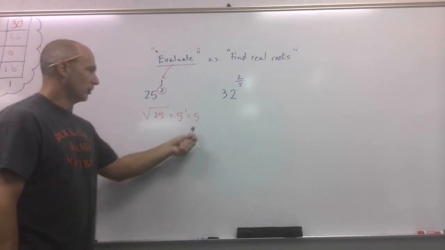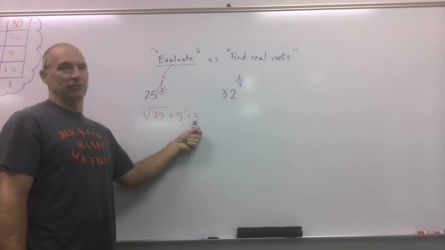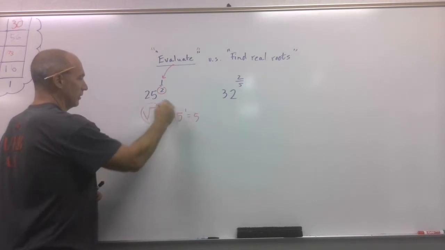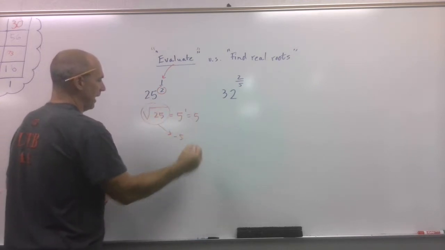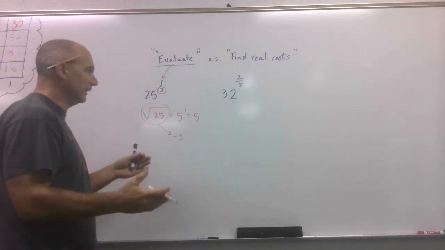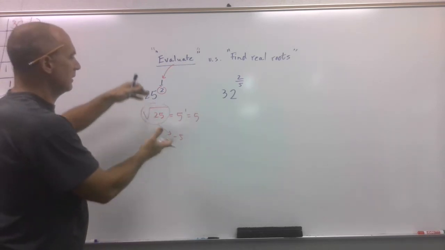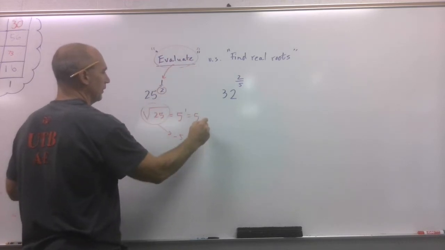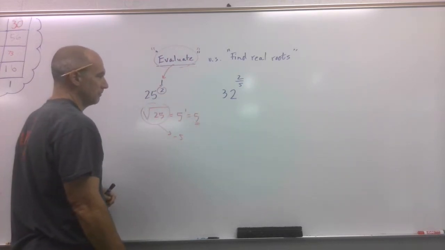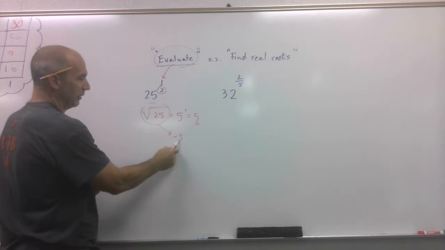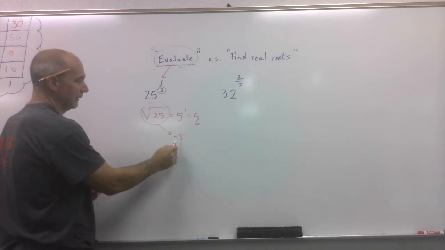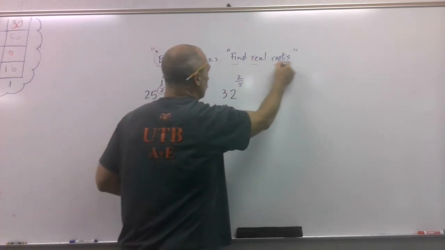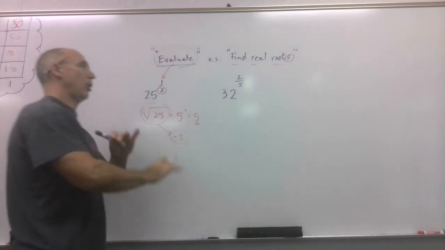Now, sometimes you're going to see in the answer key that the answer is just 5. And sometimes you're going to see that they go, oh, but there's another answer, negative 5. So it's a little bit dicey as far as like not being real clear what they want. But when they say evaluate, I notice they just want the positive root. But be aware that there might be a negative 5 in that answer as well. So when they say find real roots, it's very clear they want all possibilities.